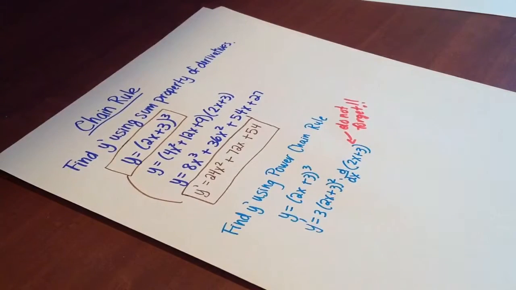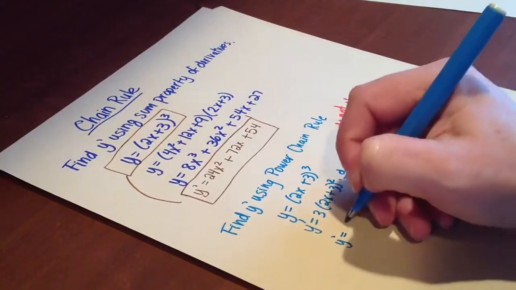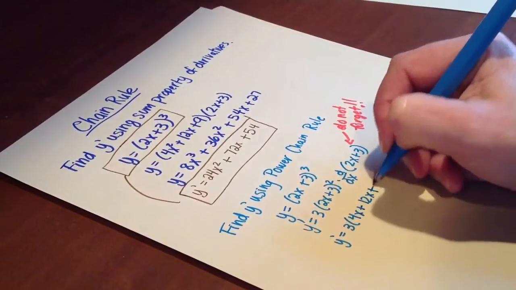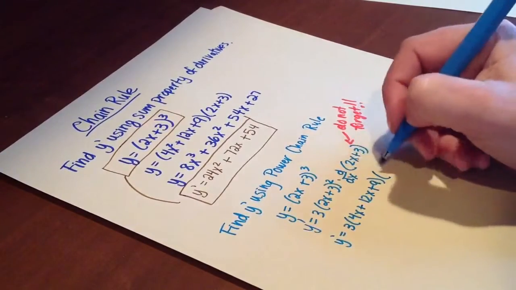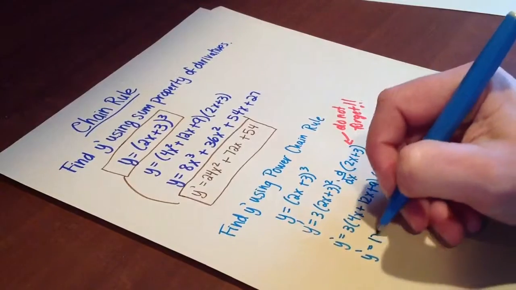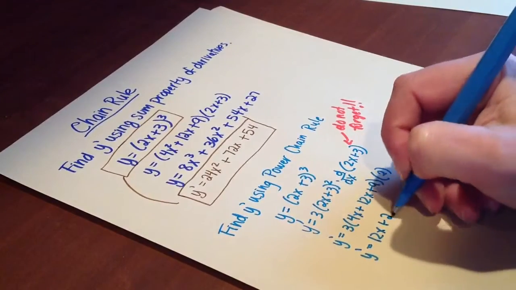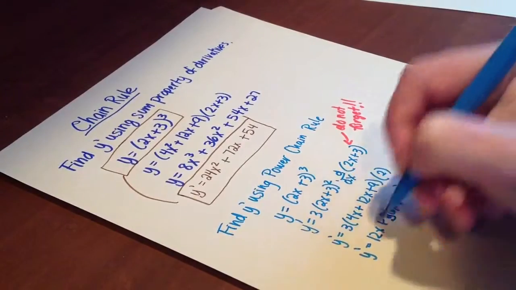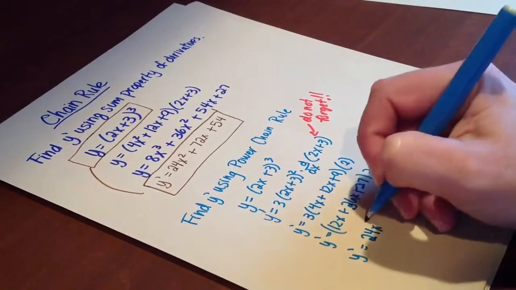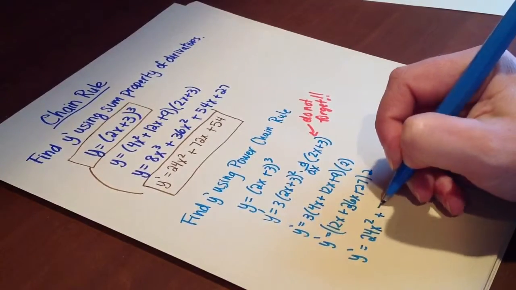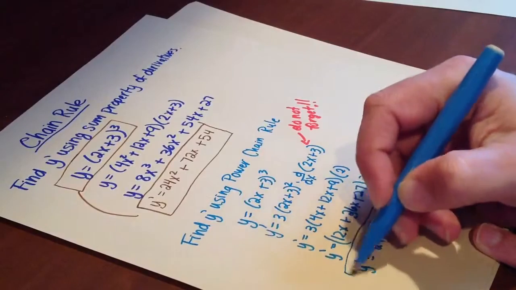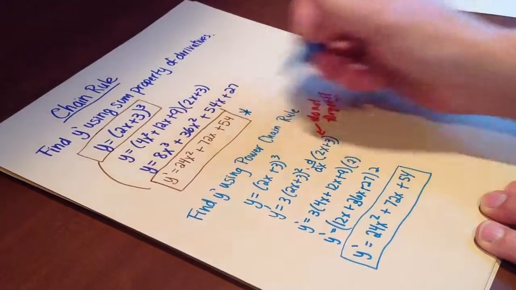So now, when I go to finish up the answer here, y prime is equal to 3 times 4x squared plus 12x plus 9, times the derivative of 2x plus 3, which is 2. Then that's going to give me y prime equals 12x squared plus 36x plus 27, all times 2, and that's going to give me y prime is 24x squared plus 72x plus 54. And we can see that gives us the answer that we're looking for. Okay, that matches up here and here.